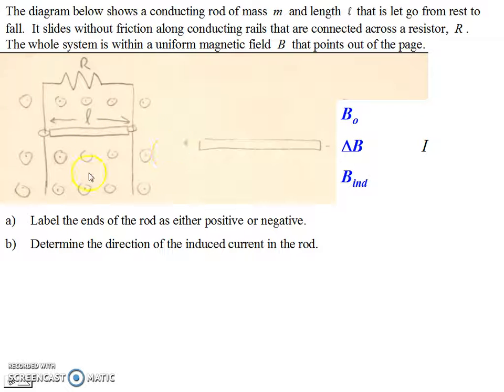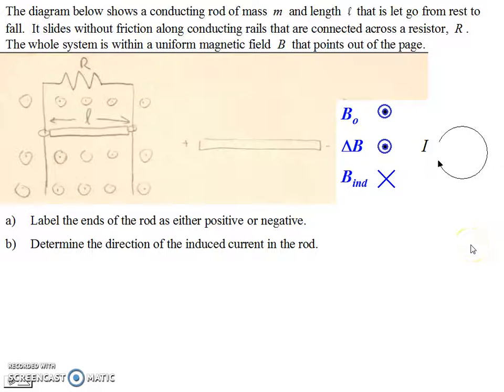We're moving the rod down, so we're including more of these field lines out of the page. And so that means the field is going to be induced into the page, right? The universe hates change. And so if you put more field lines out of the page by moving this rod down, then the universe is going to say, well, we got to get rid of those by inducing a field into the page.